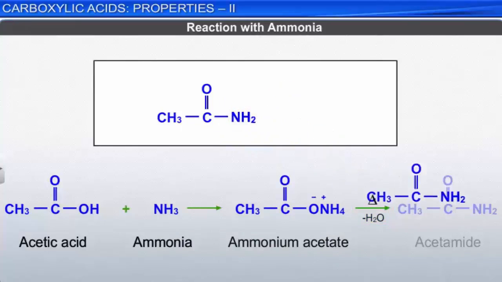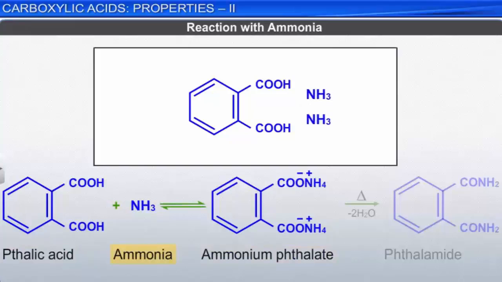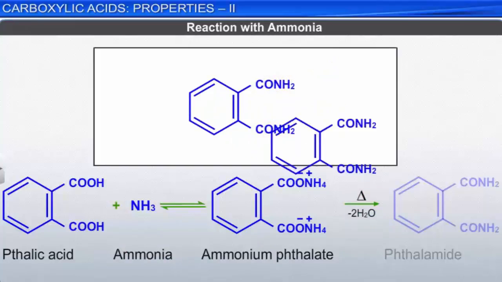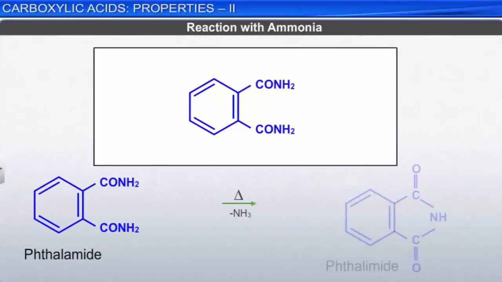Similarly, a dicarboxylic acid such as phthalic acid forms ammonium phthalate on reacting with ammonia. On heating, ammonium phthalate loses two water molecules to form phthalamide. When this is heated further, it loses an ammonia molecule to give phthalimide as the final product.